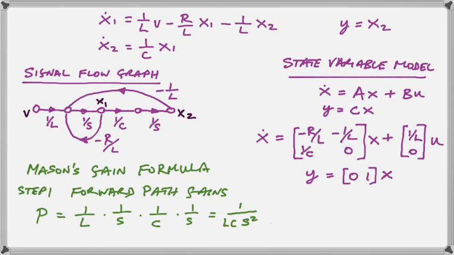Step 1 is just to multiply the forward path gains. There's only one forward path going from V to x2. So we take all those terms along the way from V to x2 and simply multiply them together as shown. So our forward path gain in the forward direction from V to x2 is merely 1 over L, 1 over S, 1 over C, 1 over S, which comes out to 1 over LC S squared.